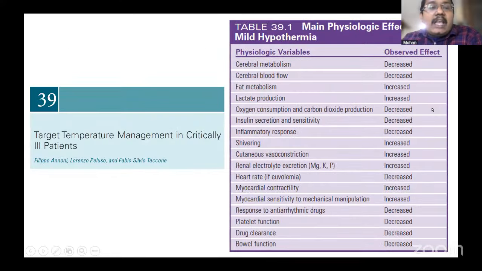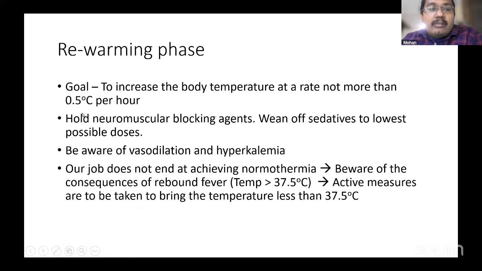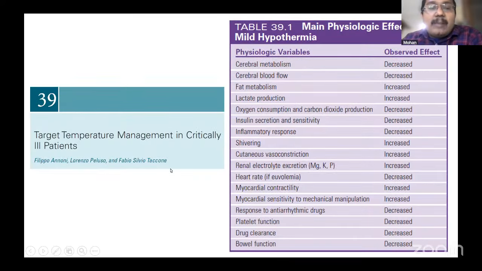But as we go to the maintenance phase, when we maintain 33 degrees centigrade, this hypothermia has a systemic effect. We have read that cerebral metabolism gets decreased and blood flow gets decreased. But what we need to understand is that it has systemic effects, and these are the systemic effects.